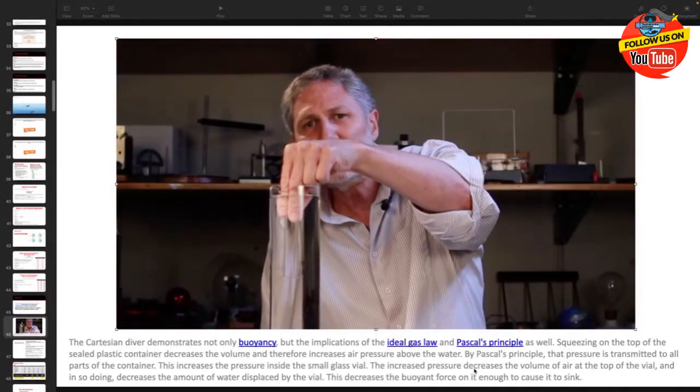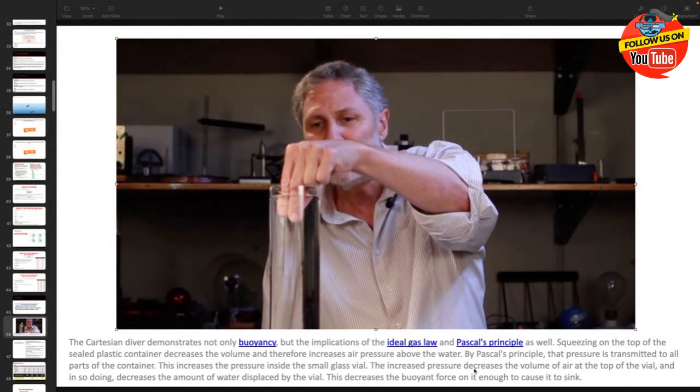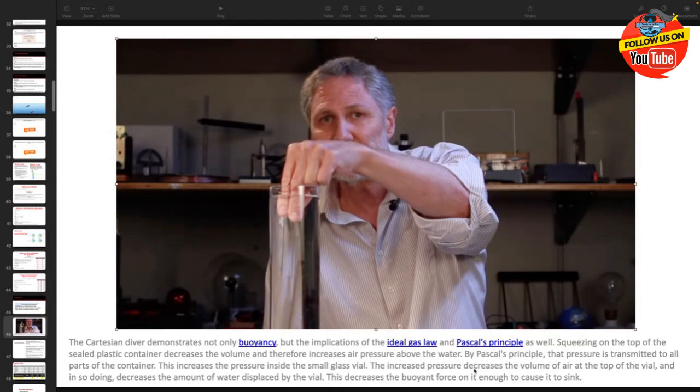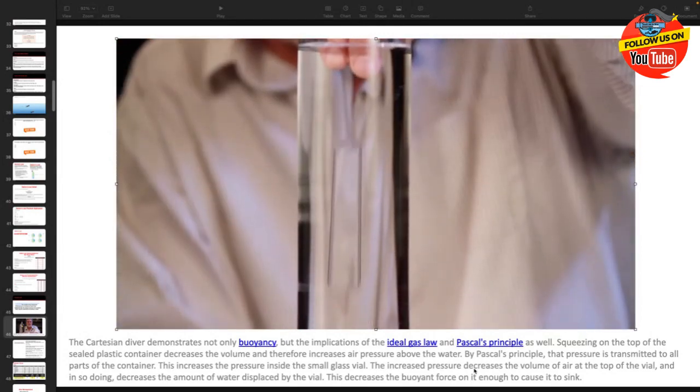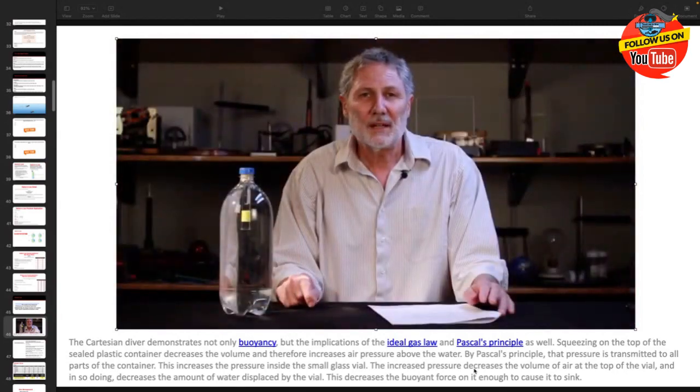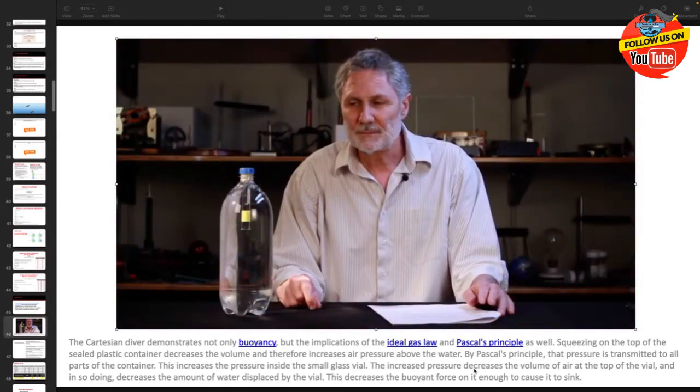Okay, if I release it, what's going to happen? The average density of the body is greater than the density of water because the density of glass is greater than the density of water, and it sinks. We can now explain the demonstration.